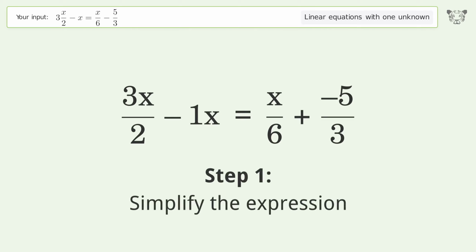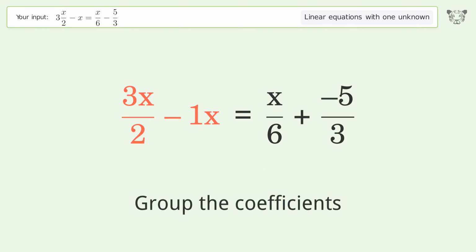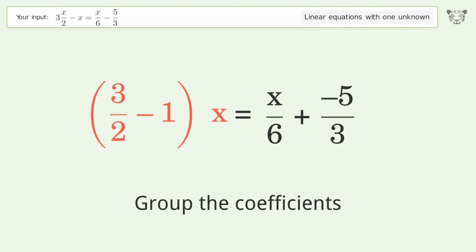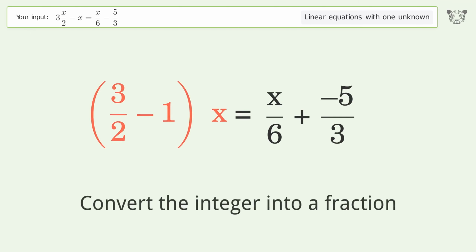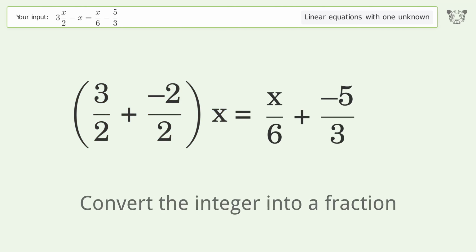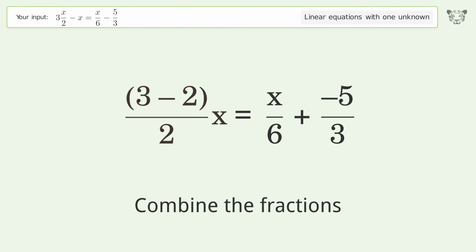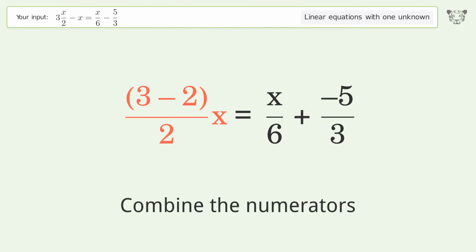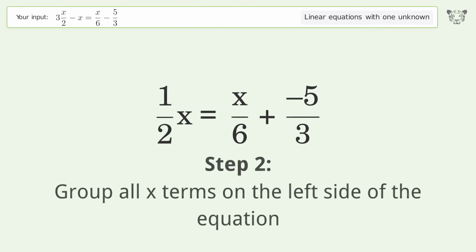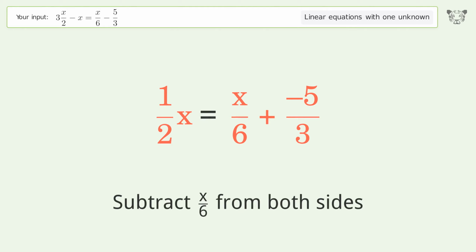Simplify the expression. Group the coefficients. Convert the integer into a fraction. Combine the fractions. Combine the numerators. Group all x terms on the left side of the equation. Subtract 10/6 from both sides.